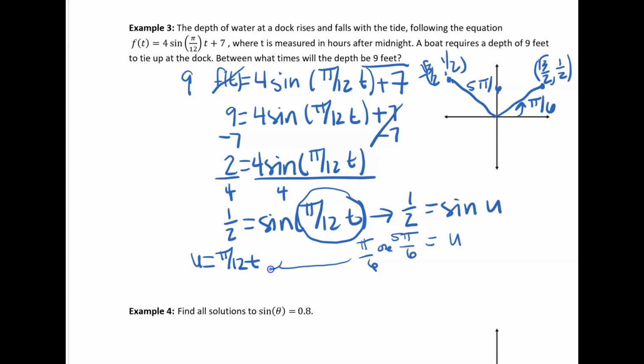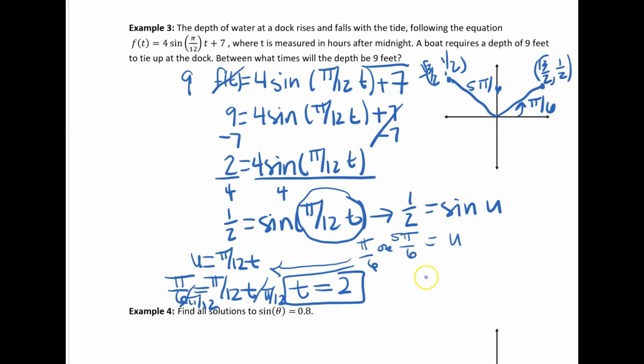So I'm going to take that information and come back over here, and I'm going to say, okay, let's let our u be pi over 6 equal to pi over 12t. And so if I divide both sides by pi over 12, t is equal to 2. And then if I also take my other value of 5 pi over 6 and set it equal to pi over 12t, and I solve for t, this gives me another value of t equal to 10.